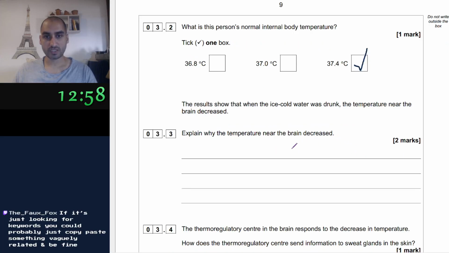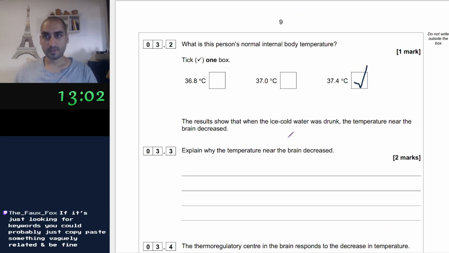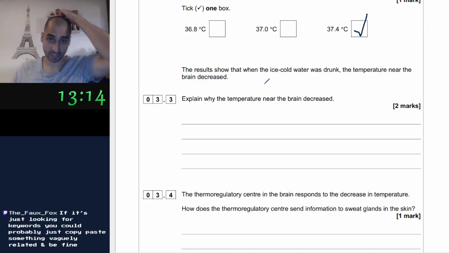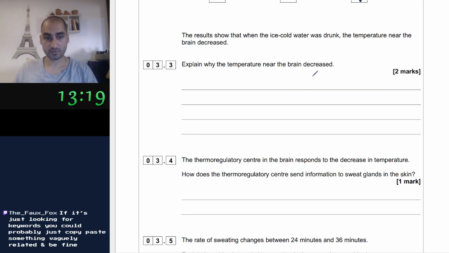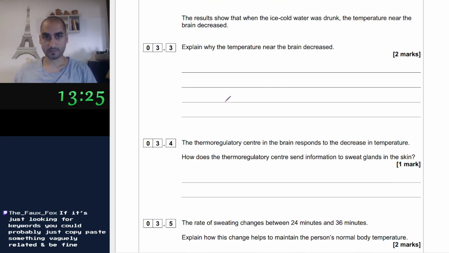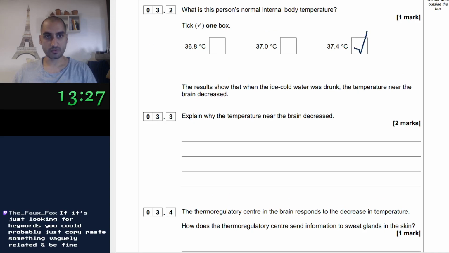Explain why the temperature near the brain decreased. If it's just looking for keywords, you could probably just copy and paste something vaguely related and be fine. I mean, there's a truth to that. Yeah, you can just write down lots of keywords and you might get the marks. They do actually say in the mark scheme, like if they said this word or this word, give them a mark.